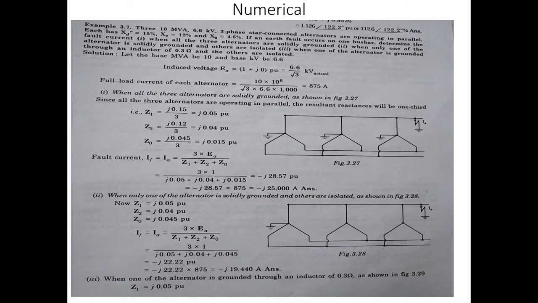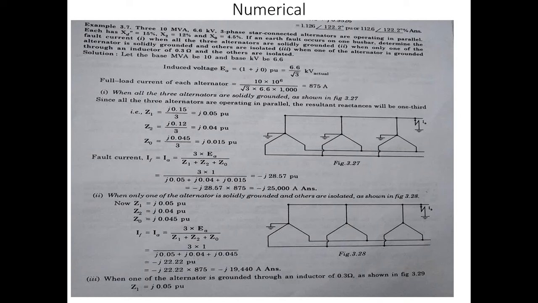There are three conditions. You have to calculate the fault current only, but for three conditions. First condition, when all three alternators are solidly grounded. Second condition, when only one of the alternators is solidly grounded and the others are isolated. And third condition, when one of the alternators is grounded through an inductor of 0.3 ohm and the others are isolated. So we will start to solve the numerical.